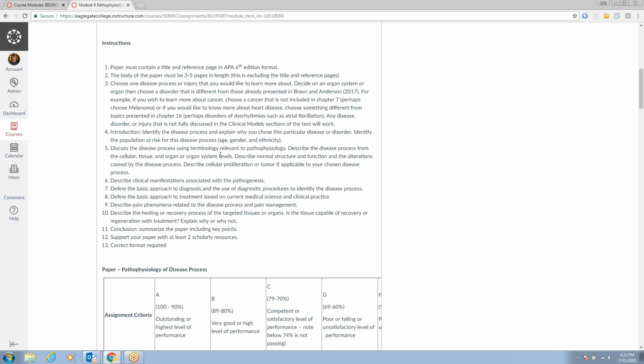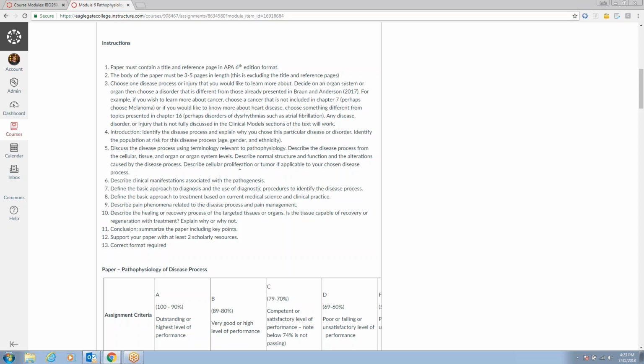So depending on your chosen disease process, talk to me about everything involved in that. What is going on in the body from all these perspectives? And you'll start out with normal structure and function. So cells normally do this or look like this, or the organ normally does this, and this is what's normal in the body. And because of this disease, this is what's going on now in the body. And you'll talk about that.